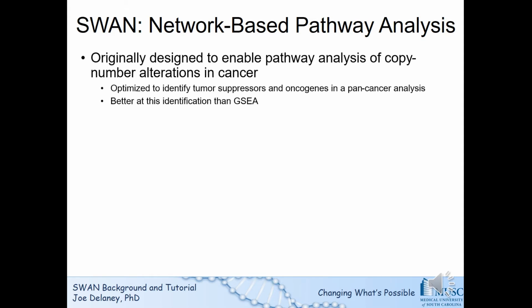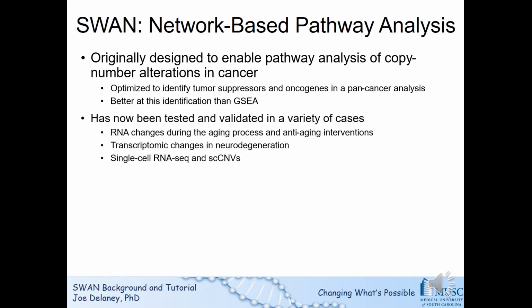This was originally designed for copy number alterations in cancer because previous software was not able to identify tumor suppressors and oncogenes within this very noisy data. The permutation analysis done by SWAN can deal with the noise and provide significant results. We've now tested this on a variety of different cases. This can be transcriptomic changes, or it can be single-cell RNA-seq changes.